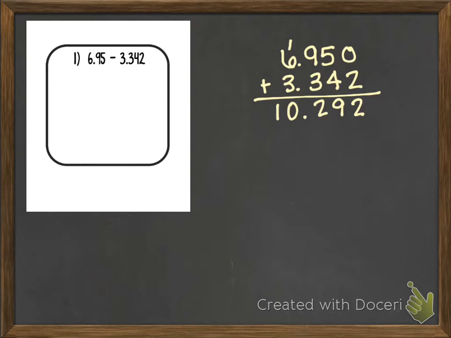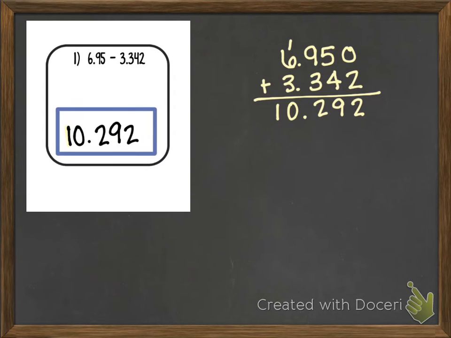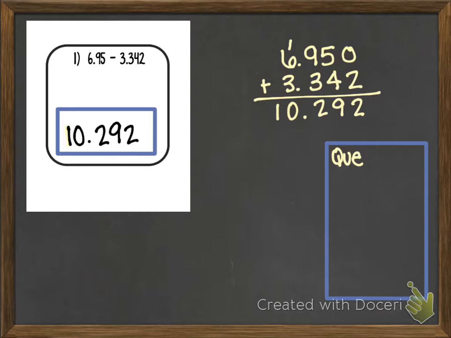Like to rewrite our answer as 10.292 and boxing. If you have any questions, I would like you to make a box on your paper, and this is where you will write your questions so that you can make sure you ask tomorrow in class.